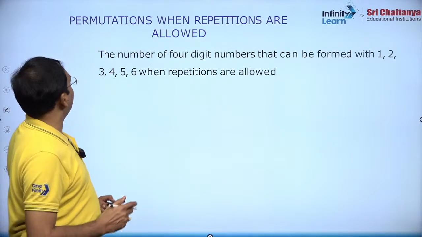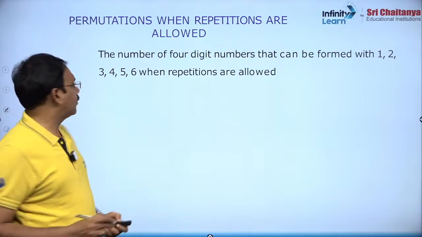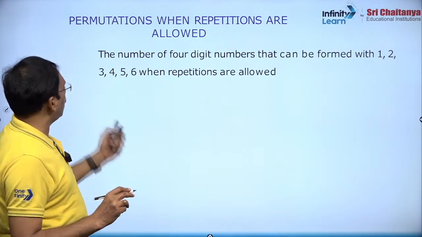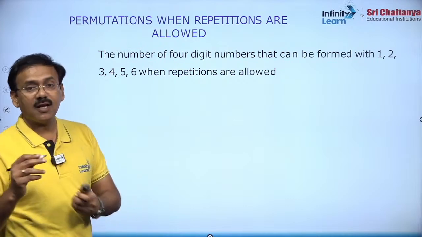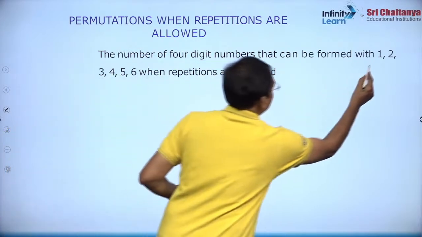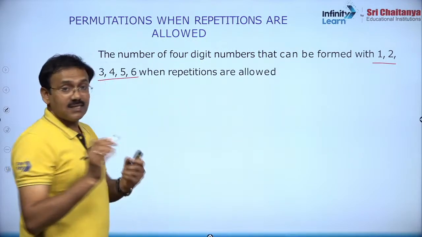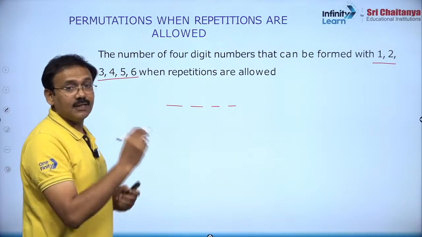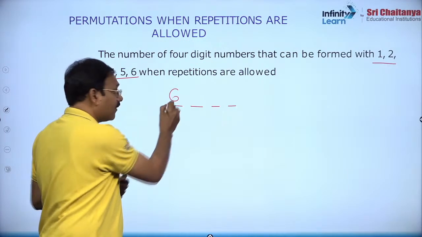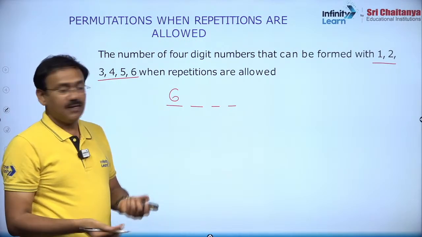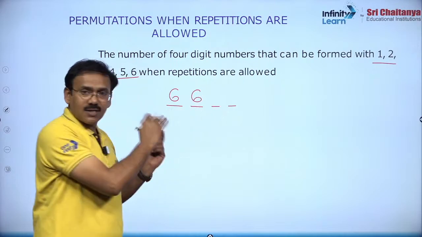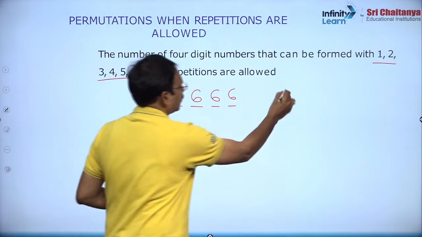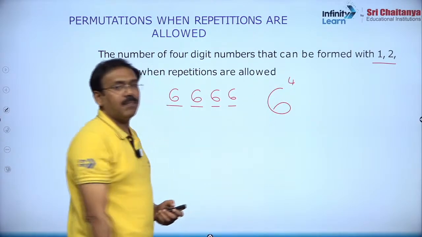Right, dear students. First question, when repetitions are allowed: you just see the number of 4-digit numbers that can be formed with 1, 2, 3, 4, 5, 6 when repetitions are allowed. Very simple. 6 digits are available, repetitions are allowed, I want a 4-digit number. So the first place can be filled with any of the 6 digits. Even the second also, because the same digit can be repeated. Even the third, even the fourth. So the answer is, my dear friends, 6 power 4.